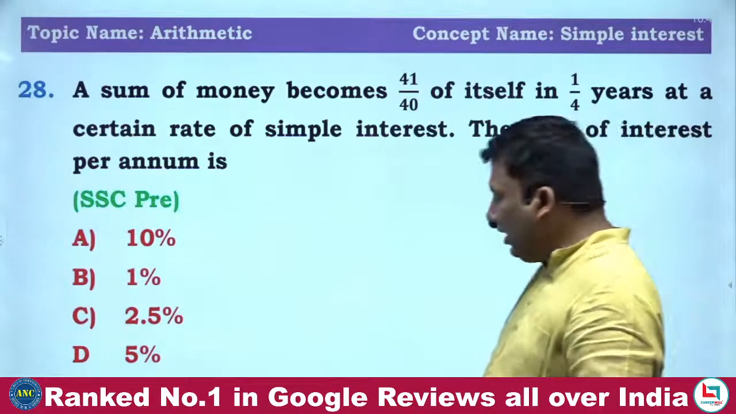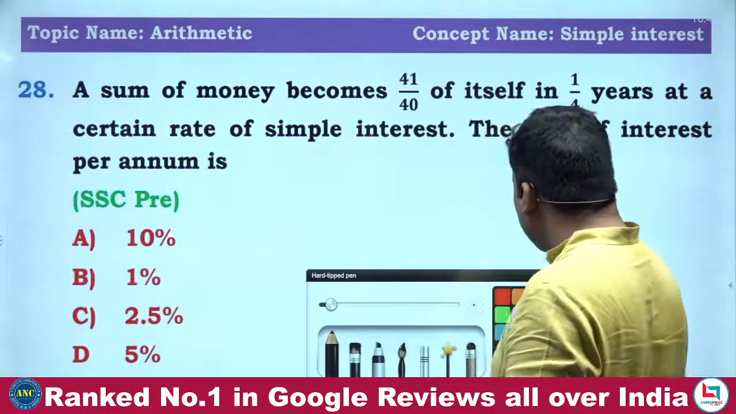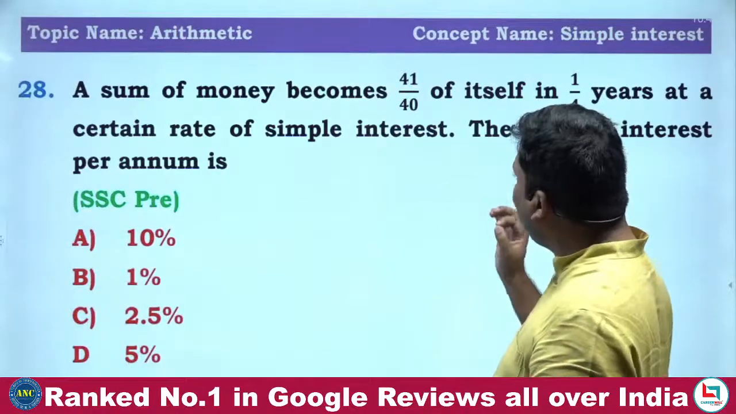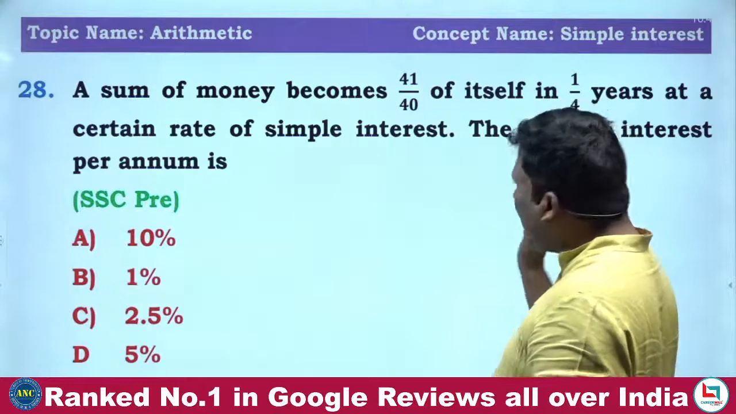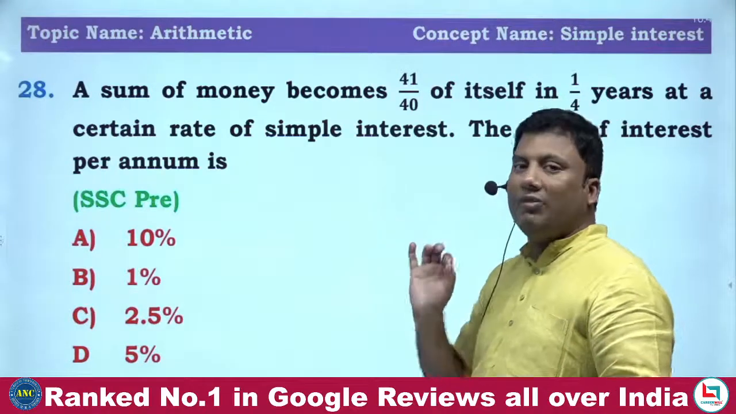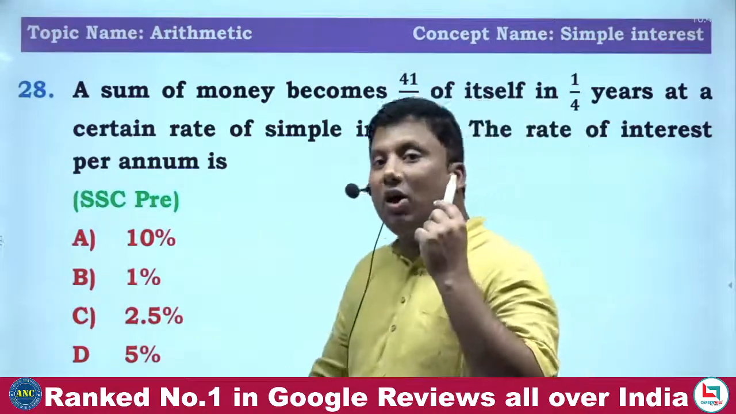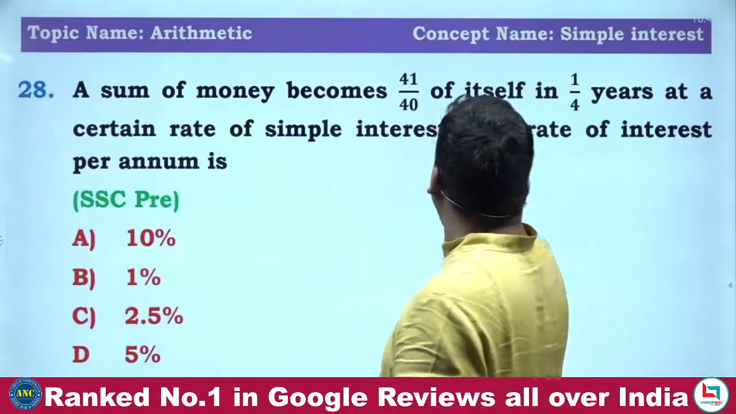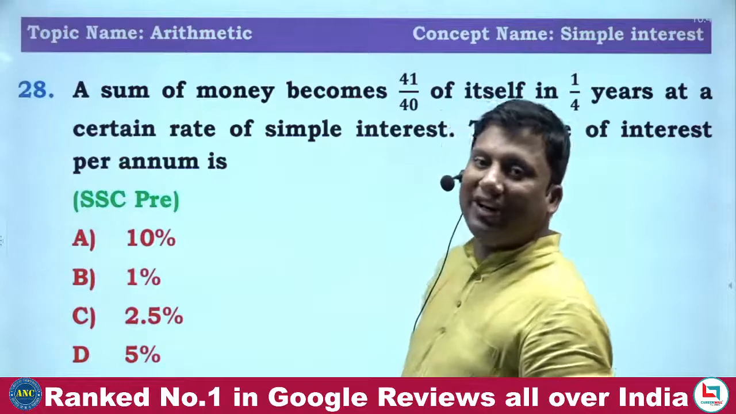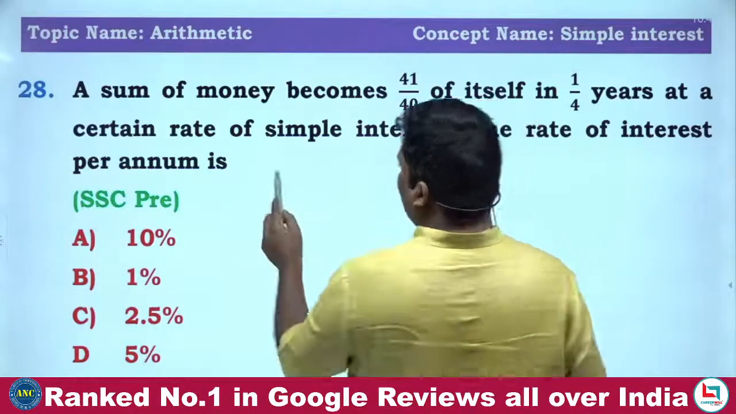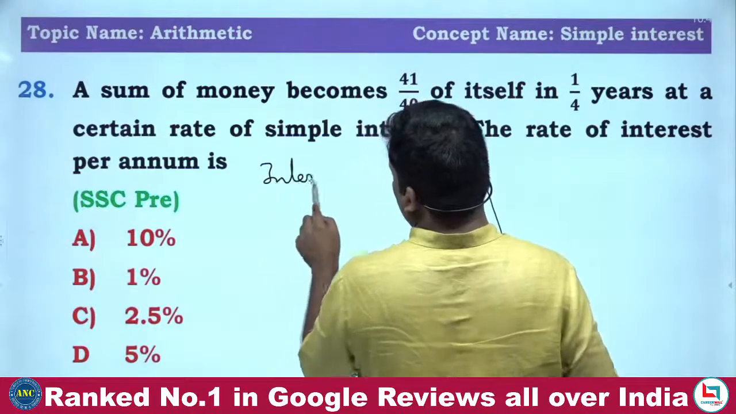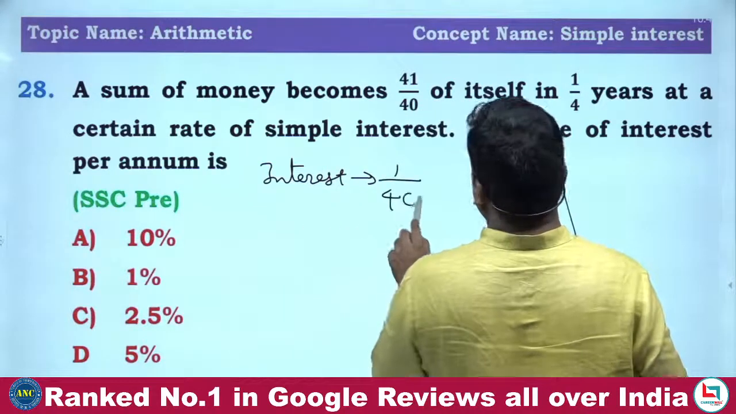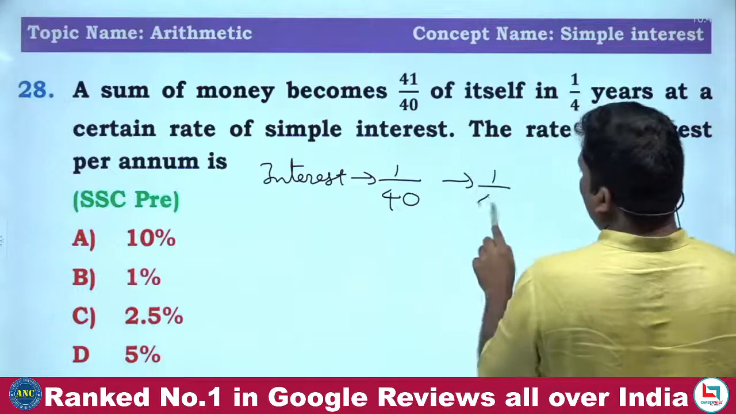Next one. See here. Let us not write anything. Let us do it orally. A certain sum of money becomes 41 by 40 of itself in 1 by 4 years. Denominator always represents the initial value. I took 40 rupees. After 1/4 year, how much did I give? 41 rupees. That means interest is 1 rupee on 40, in 1/4 year.